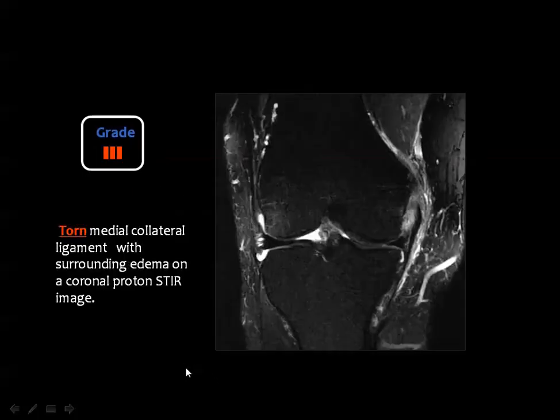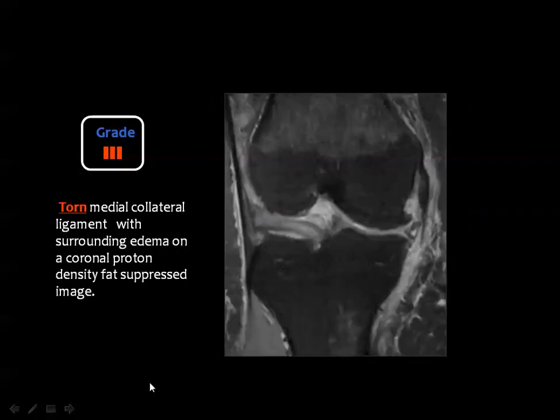grade 2 injury. Grade 3 means complete disruption of the ligament, either at its femoral attachment or tibial attachment or at its mid portion. You see, the ligament is also surrounded by fluid signal. This is complete rupture of the medial collateral ligament near its tibial attachment with fluid signal surrounding the ruptured part.